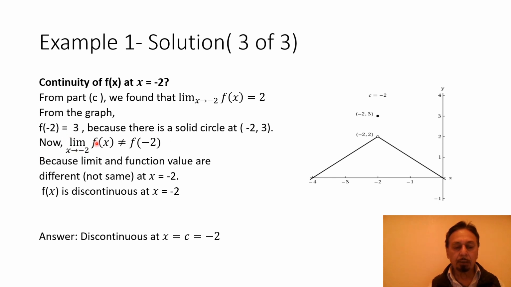Now, the limit of f of x as x approaches negative 2 is 2, and the function value evaluated at negative 2 is 3, so they are not equal. One of the conditions is that the limit of the function should be equal to the value of the function; then the function is continuous. Since they are different, we say f of x is discontinuous, or not continuous, at x equal to negative 2.